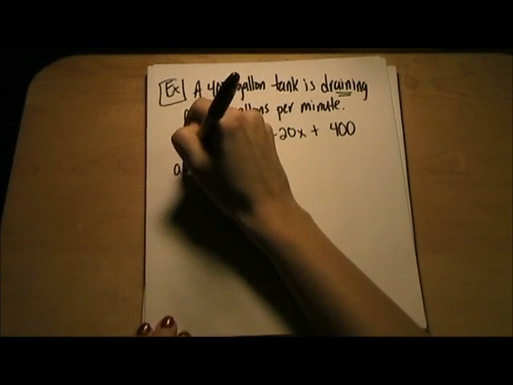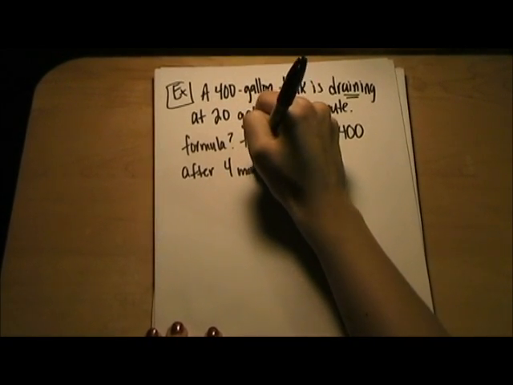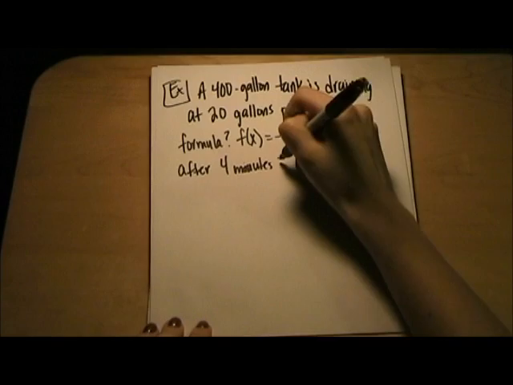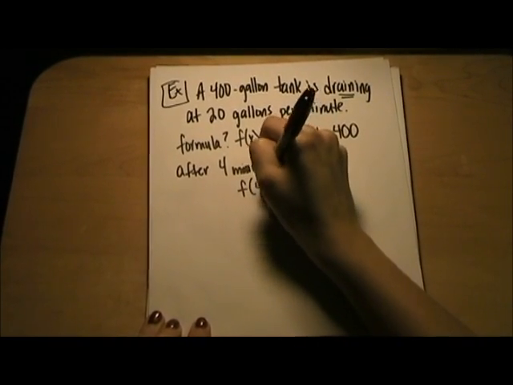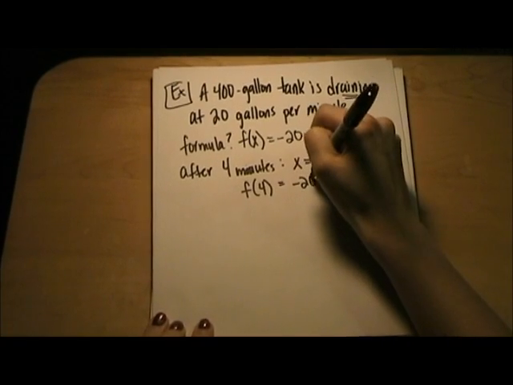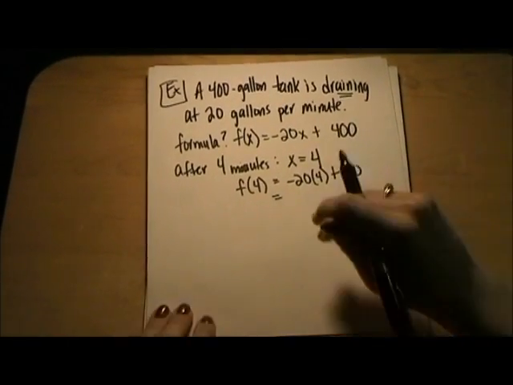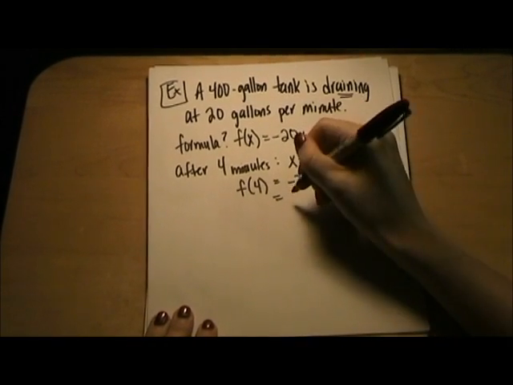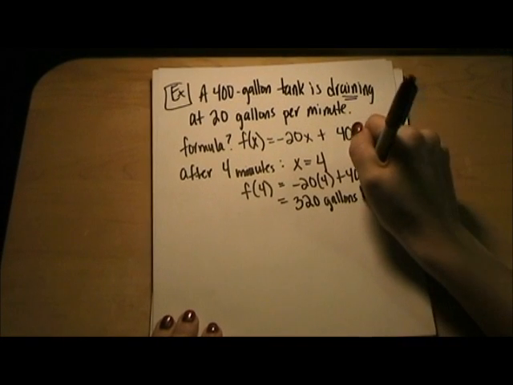If we want to know after 4 minutes, x would equal 4. So f of 4 would equal negative 20 times 4 plus 400. So there would be 400 minus 80, 320 gallons left.